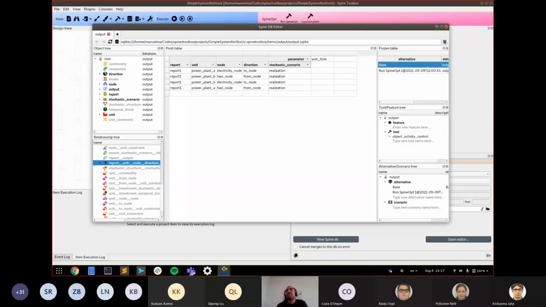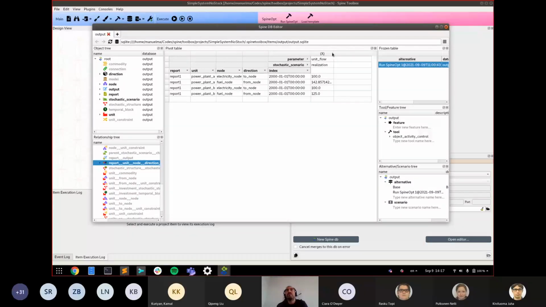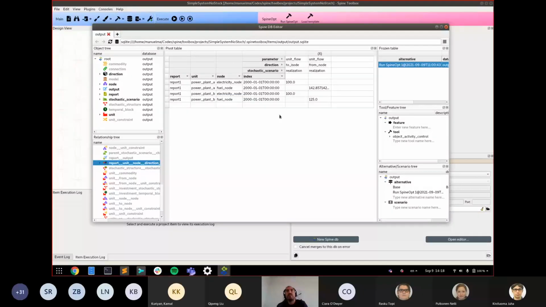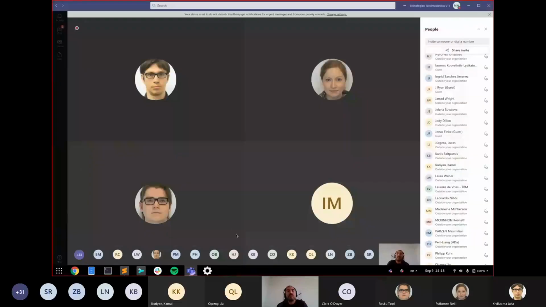And I have this pivot view here that I can use to see results. So you can see, for example, that I have a single scenario here, which is my realization, and I have the unit flow, which is a variable from SpineOpt, and here I'm seeing the result. I'm seeing what each power plant is producing into the electricity node, so 100 megawatt hours each, and this is what they are consuming from the fuel node. And of course, I can pivot this in any way. So that's it. That's how it works. I hope you got the main idea.